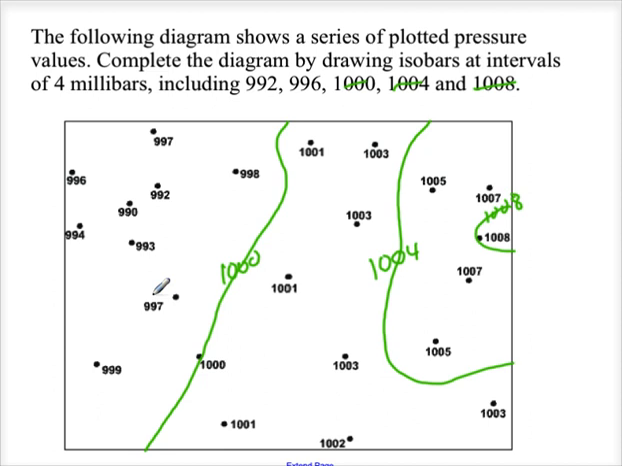My 996 is a little bit trickier. I see one here. Everything on one side should be greater than 996, and everything on the other side should be less than. I'm going to draw it about like that and put in 996. And my 992 will be like this. It's going to be 992, and everything inside here should be less than 992.